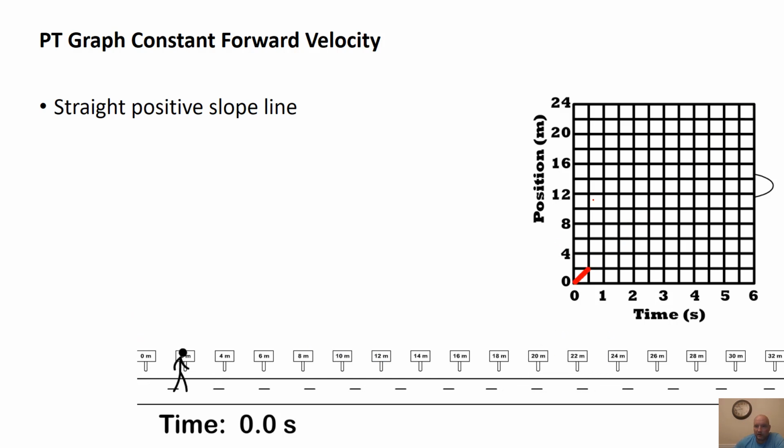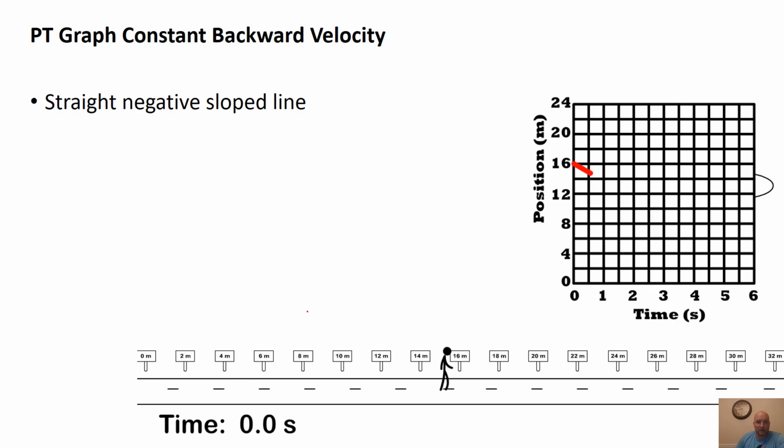And you can tell he gets all the way to the 24-meter point. Once again, this is 24 meters because it takes on that unit. So it's a straight positive slope line. So let's take a look at what happened here.